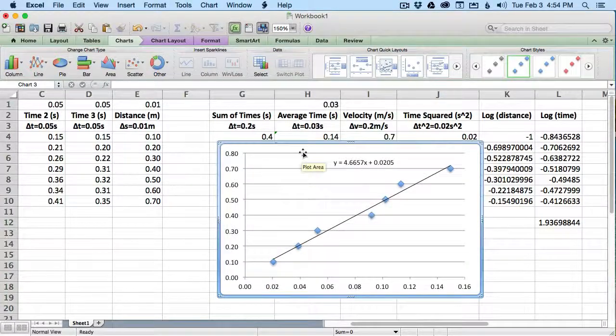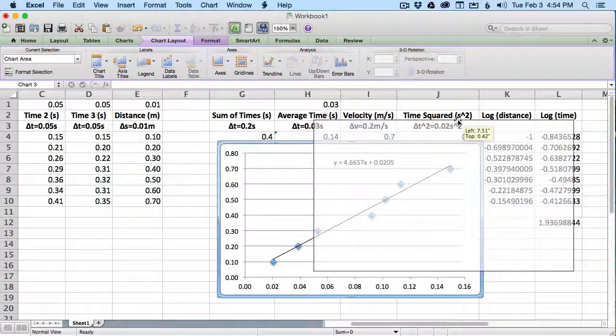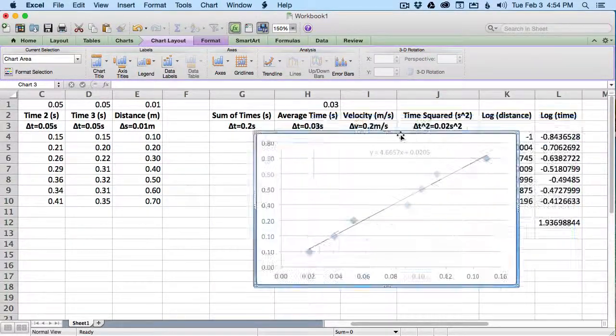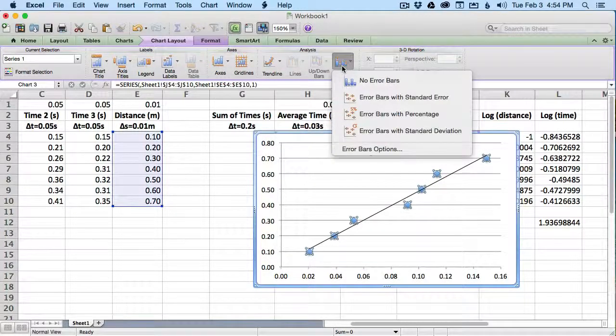Of course, I can go in and add some art. I can add the axes, labels, and all that. I have distance on the y, times squared on the x. What I want to do here is add my error bars. I want to add the error bars to these points. So I'll go and find error bars. You're going to have to find error bars. They're not always obvious where they are. And go ahead and just select one of these.